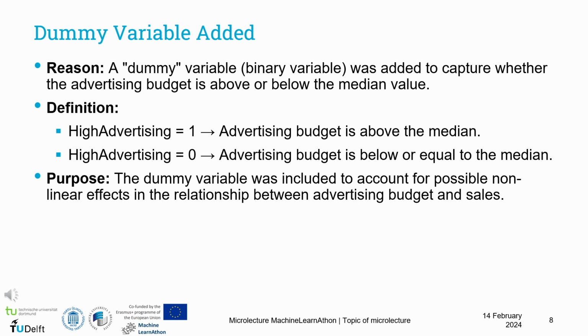To improve the model, we added a dummy variable. This captures whether the advertising budget is above or below the median. A dummy variable lets us check, if possible, nonlinear effects, for example, if only large advertising budgets boost sales. If you would like to learn more about how dummy variables work and how to interpret them, we will cover that in another microlecture titled Advanced Concepts in Linear Regression: Assumptions, Dummy Variables and Interactions.